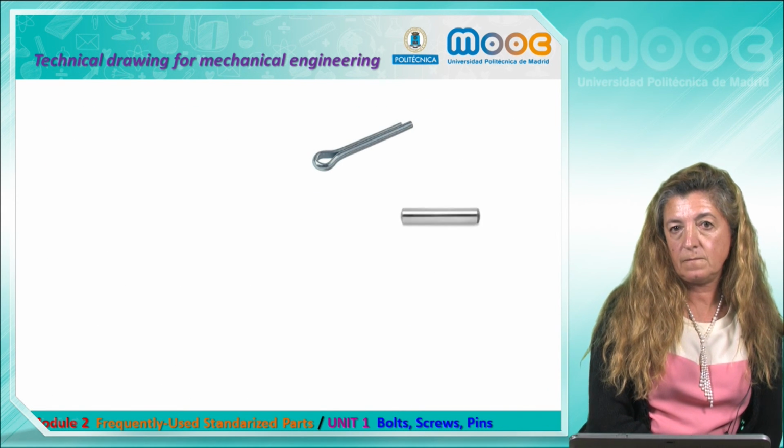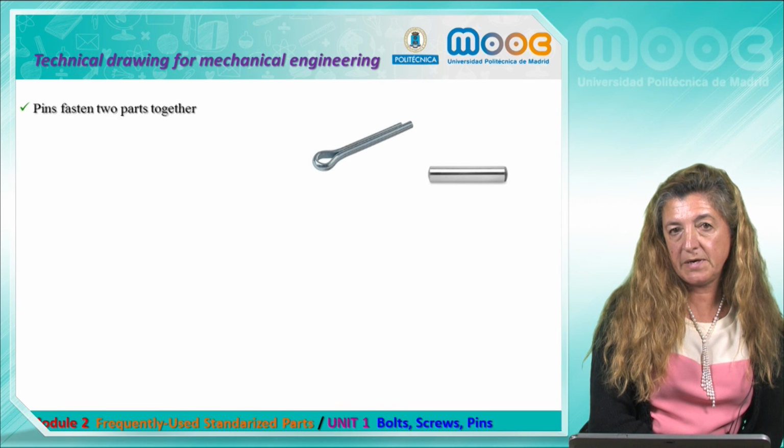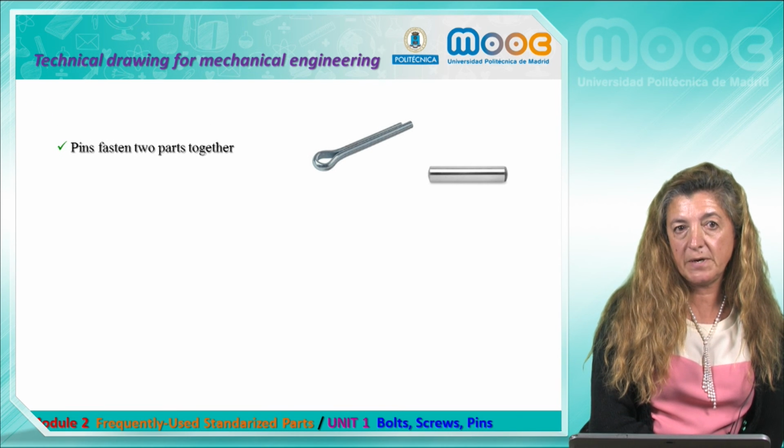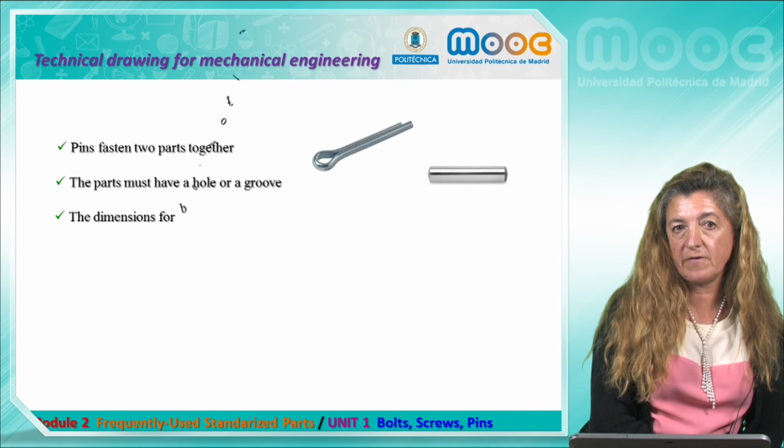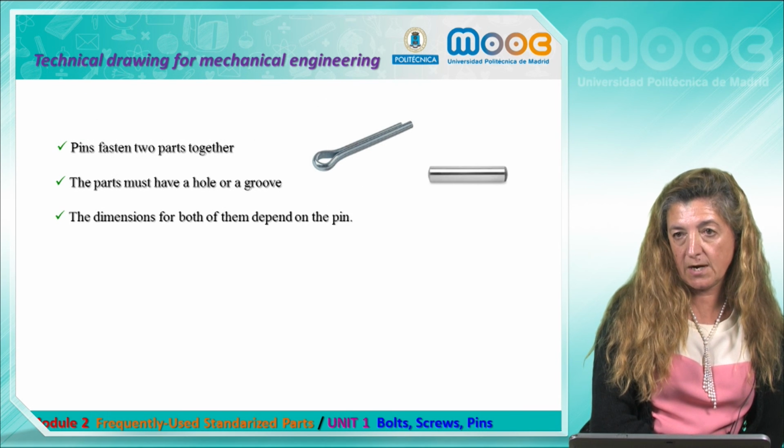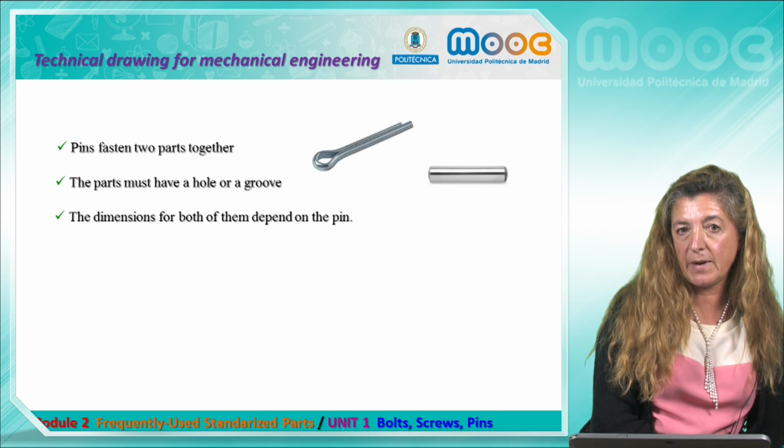Here we have a split pin and a cylindrical pin. They fasten two parts together, so the parts must have a hole or a groove, as we have seen in the clamp. The dimensions of both of them depend on the pin.